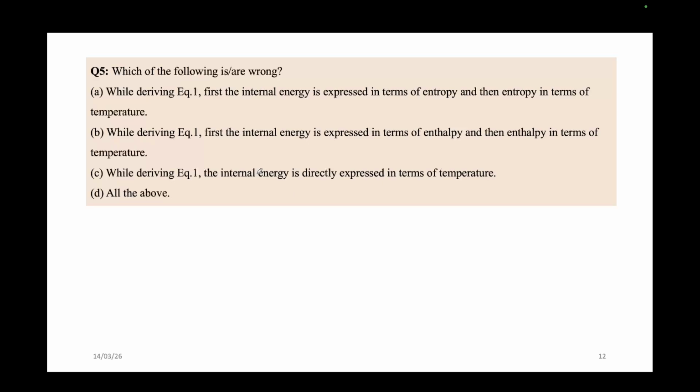So anyone? See, the question is about deriving the equation, which is the equation in terms of temperature. First the internal energy is expressed in terms of entropy and then temperature. The next option is in terms of enthalpy and then temperature. The third option is directly in terms of temperature. The fourth option is all of these. So which of the following options is wrong?